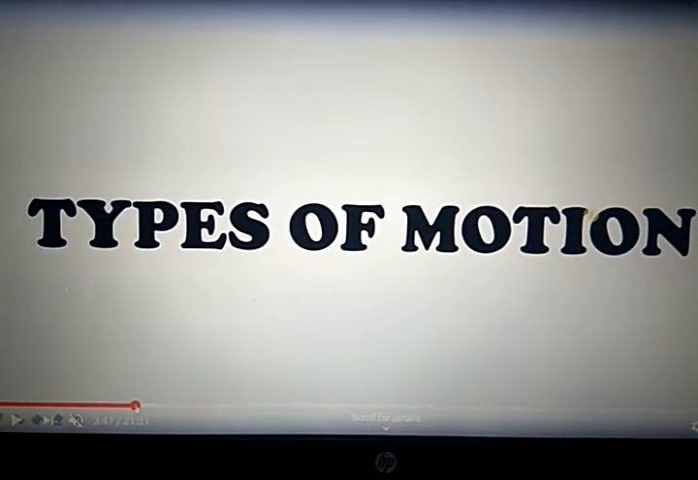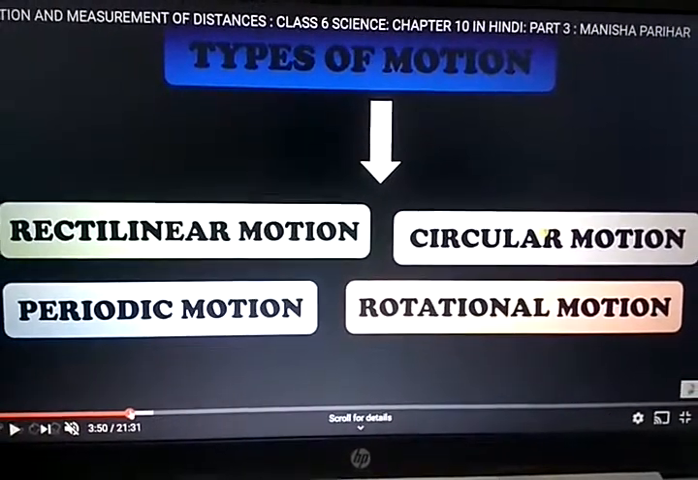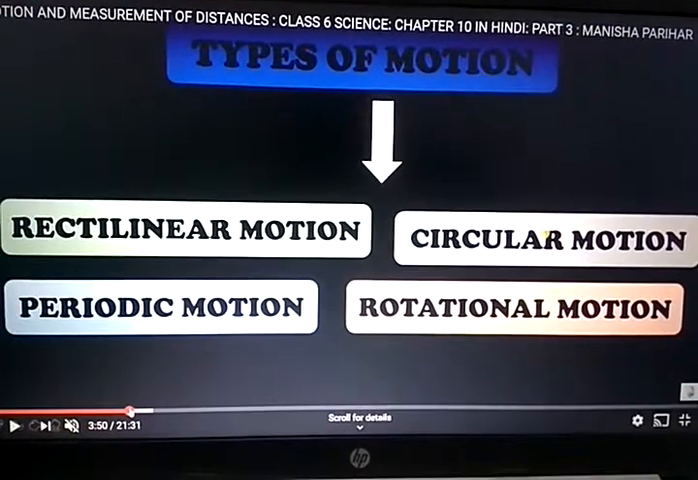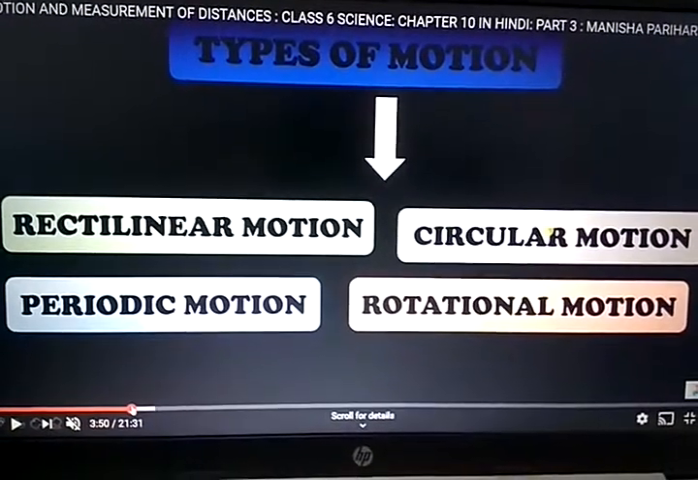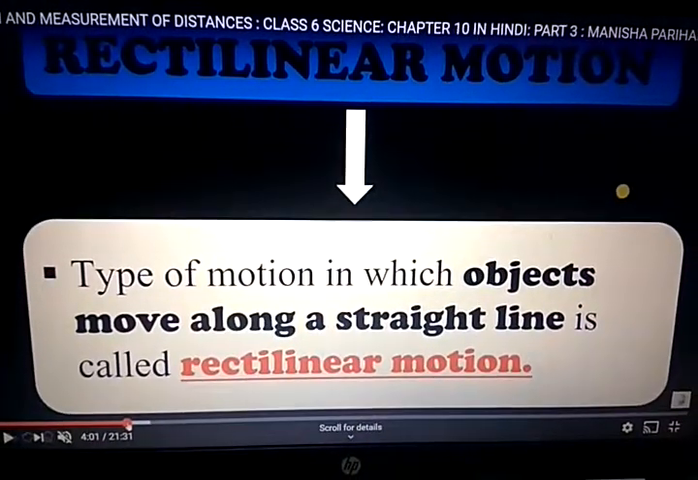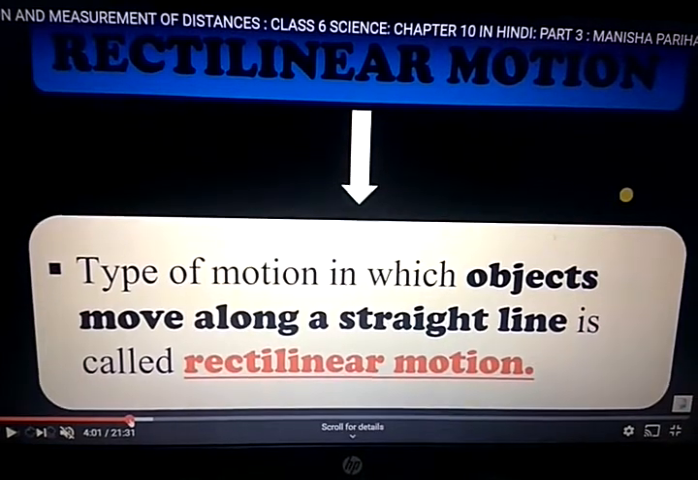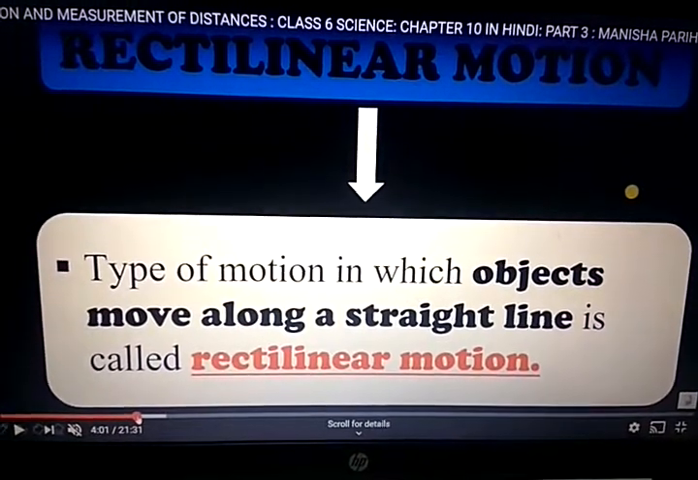Okay, next point, types of motion. Now you can see different types of motion. The first one, rectilinear motion, then circular motion, periodic motion and rotational motion. Now rectilinear means straight motion. The type of motion in which an object moves along a straight line is called rectilinear motion.